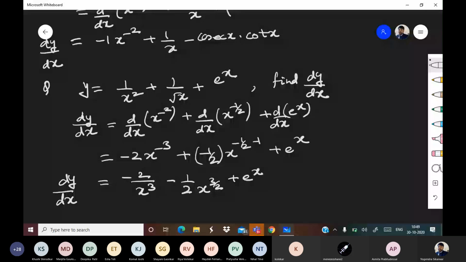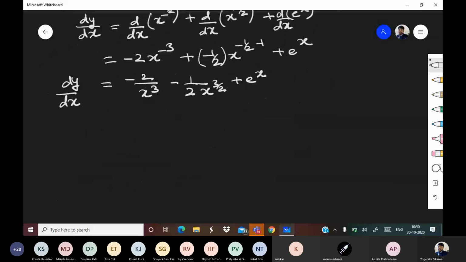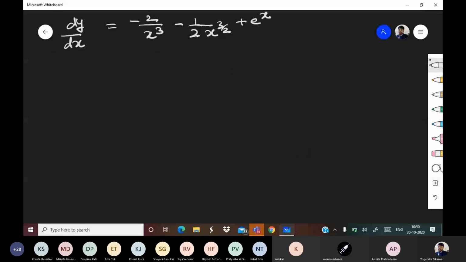which is minus 3 by 2. No, I have taken 1 upon 3 by 2, no? Asmita, it is 1 upon. So 1 upon, it is taking care of minus 3 by 2. I have taken that in denominator. Can you see that? If I keep it in numerator, then I need to write it as x to the power minus 3 by 2. But I have already written it in denominator. Okay. So let us move further.